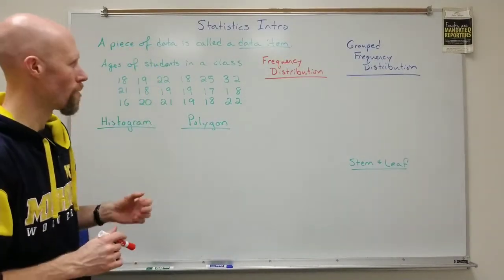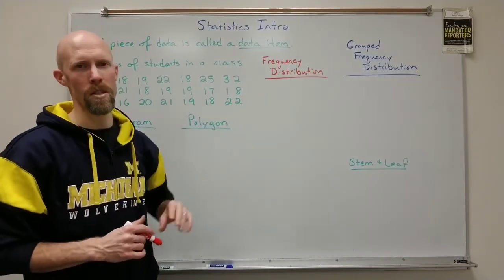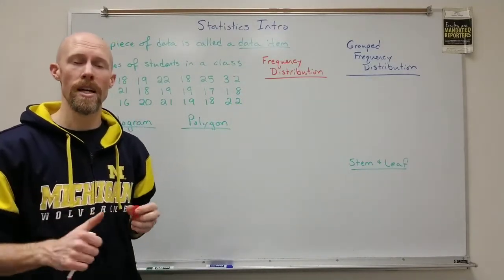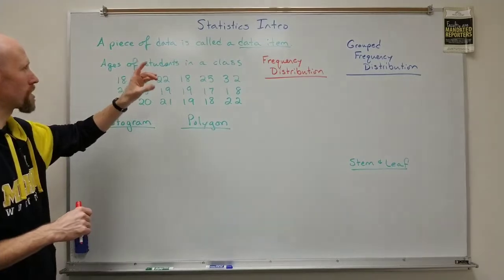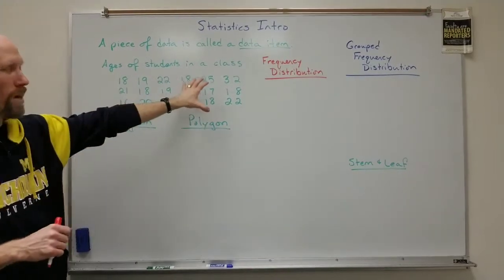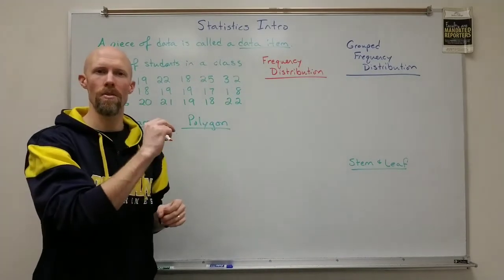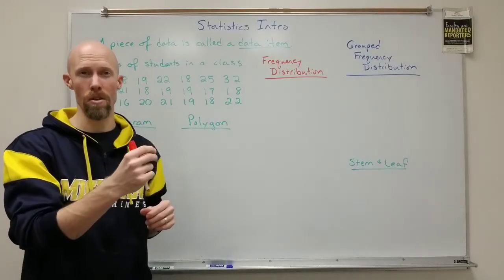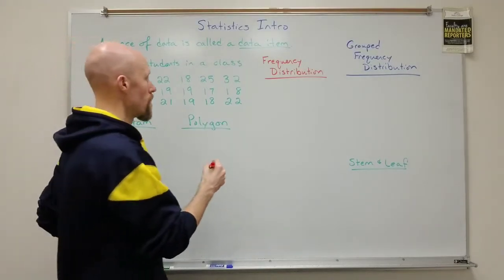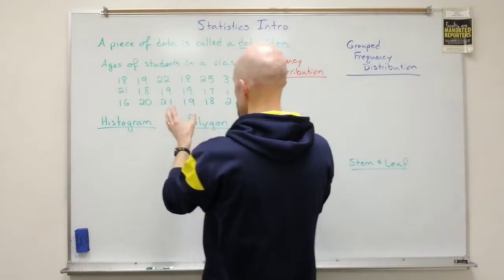nuances there. So what we're going to do is look at what we call a frequency distribution first. What that is, you're going to take each data value, and you're going to list out the number of times it occurs, the frequency, okay? And I would list these out in order too.